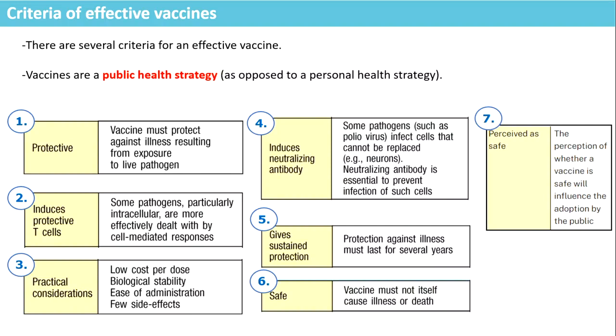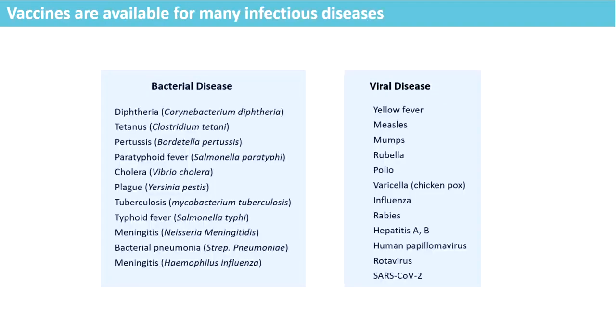We want to make sure that it's safe, that the vaccine itself is not going to cause any illness or any associated deaths. But also, and you probably appreciate this with the whole COVID pandemic, we want it to be perceived as safe. So we really need the public to be on board in order to adopt the vaccination and make sure that we can achieve our herd immunity. So these are all things that you want to consider when you're developing a vaccine.